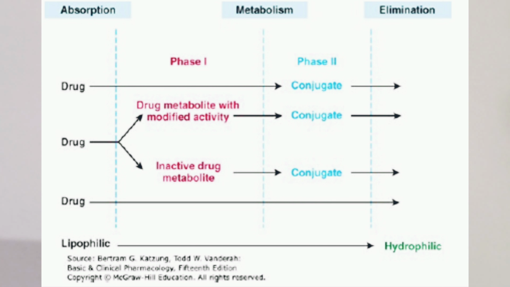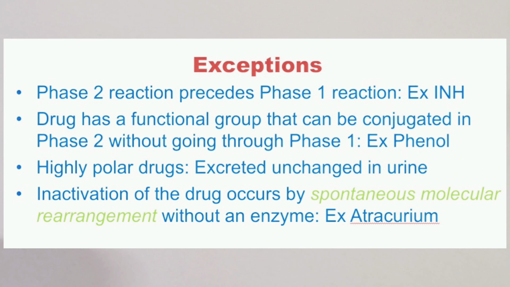Biotransformation occurs in two phases, Phase I and Phase II reactions, which occur sequentially. That is, Phase II reaction follows Phase I reaction for most of the drugs. However, there are certain exceptions. The exceptions are: 1. Phase II reaction precedes Phase I reaction in case of isoniazid. So isoniazid is an antitubercular drug which undergoes acetylation, which is a Phase II reaction. This is followed by hydroxylation, which is a Phase I reaction, and the drug is finally inactivated. So in case of isoniazid, Phase II reaction precedes Phase I reaction.